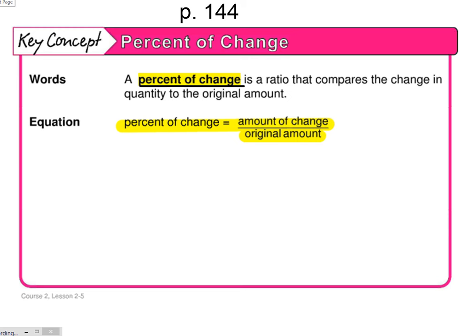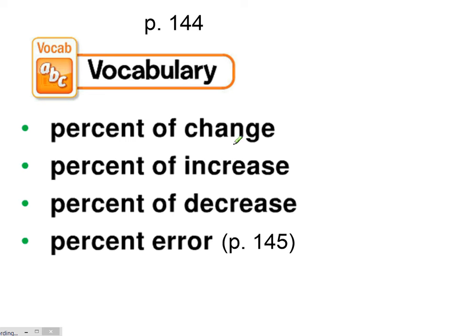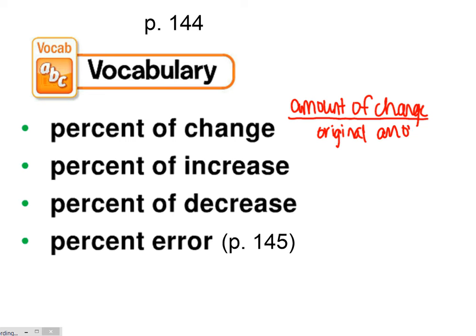So let's take a look at some of our vocabulary. The first vocabulary word is percent of change, and that's what we just talked about. So I'd like you to take these notes in your book in the work zone on page 144. Percent of change is the amount of change, and to find the amount of change, you subtract. You find the difference. So it's the amount of change divided by the original amount that you start with. Okay, and that gives you the percent of change.